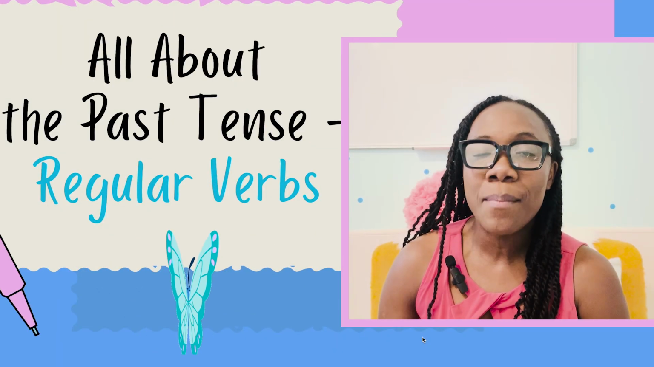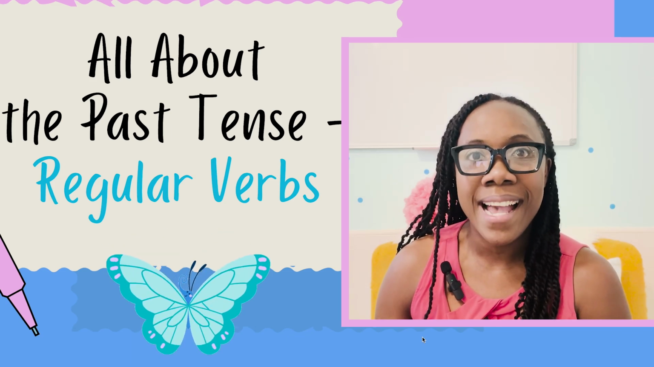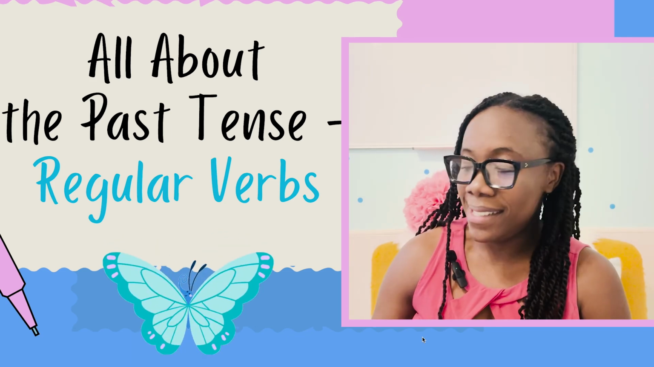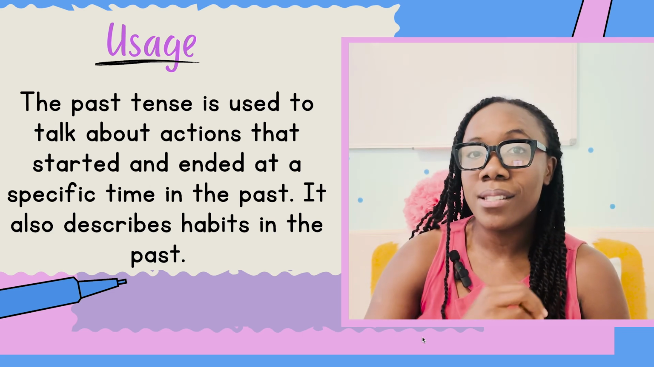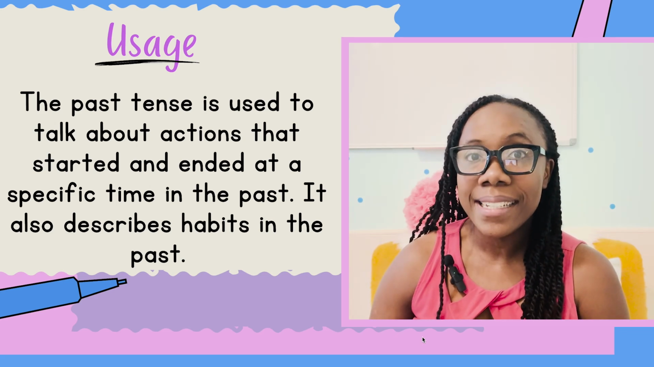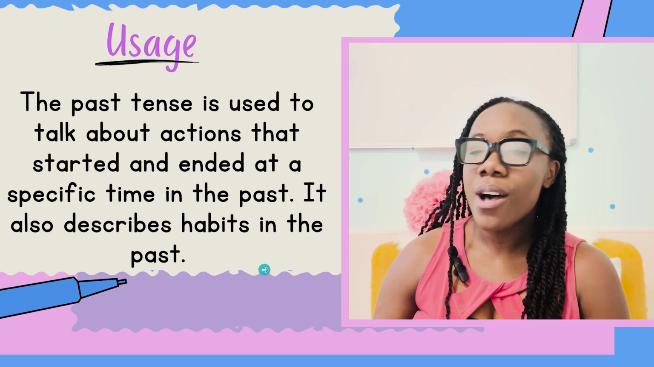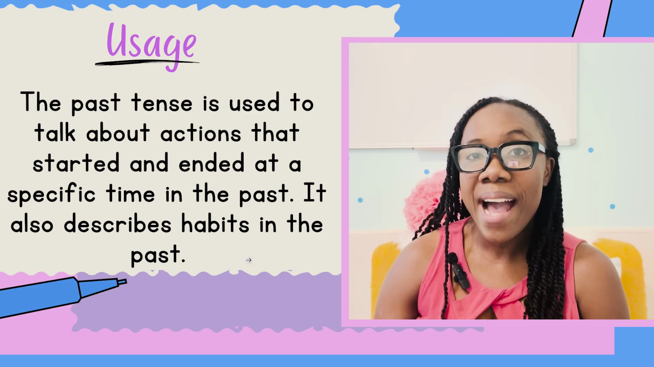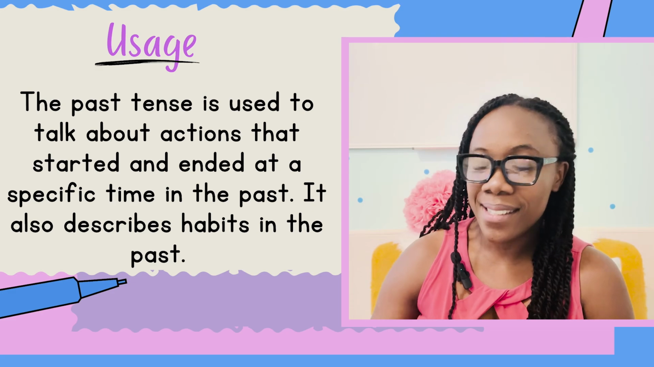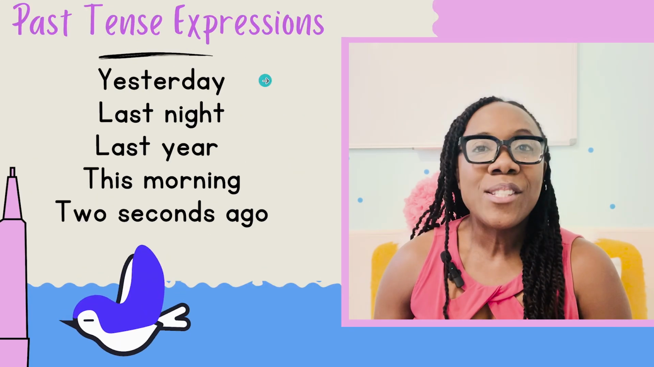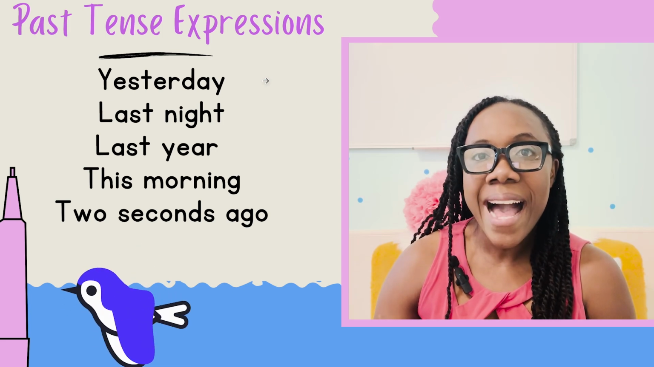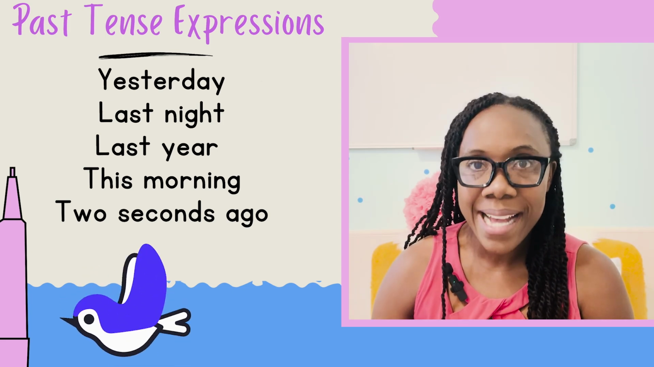Today, we're talking about the past tense. The past tense is used in English to talk about actions that started and ended in the past. It's also used to talk about habits of the past. All right? Quite simple, right? There are certain expressions that command the use of the past tense.